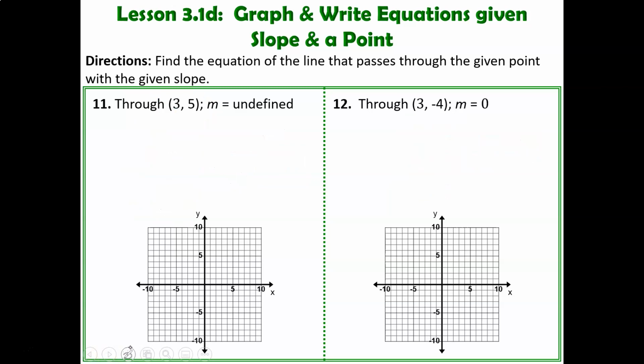Undefined. So we know that an undefined slope is a vertical line. So it's going to go through the x. So I use the x coordinate, and I have x equals 3. This one, so if you graph that, it's like this. So this one is a 0 slope, and it's going to go through the y at -4. So my equation is y equals -4.